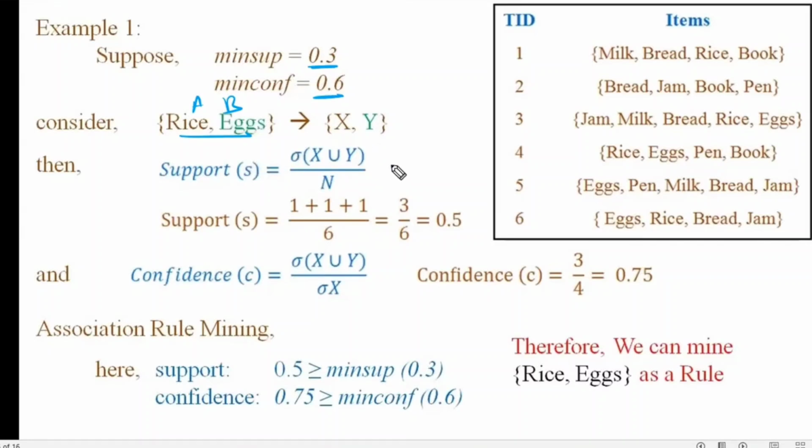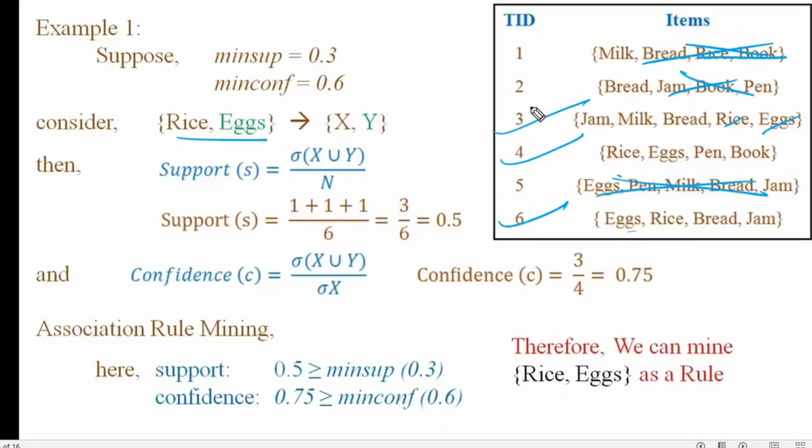What is meant by support? Support is the frequency of A and B divided by the total number of transactions. Here, there are 6 transactions. Out of 6 transactions, how many have rice and X? Rice, X, no. Rice, X, no. Rice, egg, done. Rice, X, done. Rice, X, no. Rice, X, done. So 3 transactions are there. So 3 by 6, which is 0.5. This is the first one, clear?